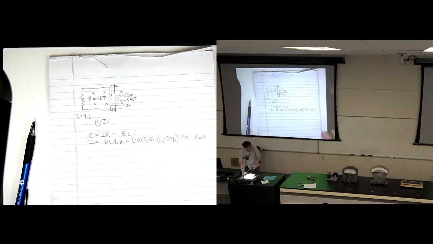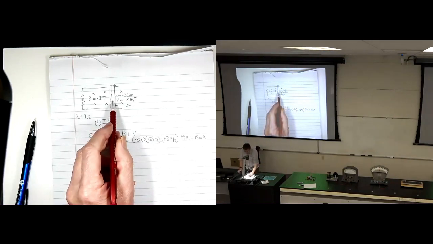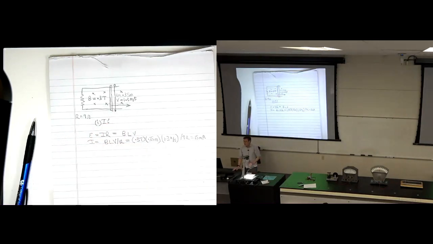Okay, after all that, I forgot what the second question was. Oh, it was about the force. The question asks, what force do you have to apply to the rod to move it left to right in this magnetic field? So the first thing is, why do you have to apply any force whatsoever?